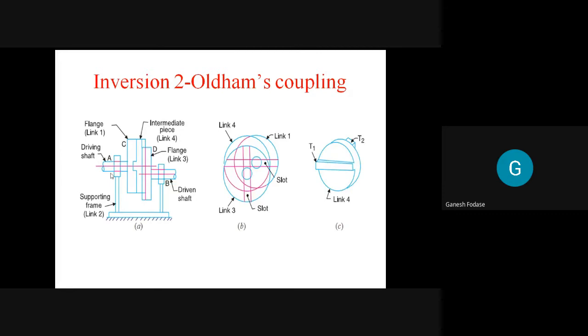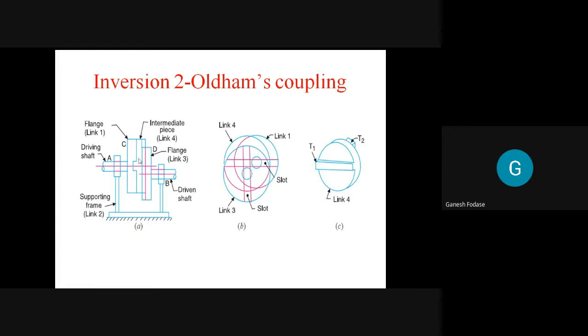On the supporting frame, on one side there is a bearing, and in that bearing, this driving shaft A is fitted. At the end of the driving shaft, there is one flange-like portion. While here also, on this side, there is bearing B, and here we have the driven shaft. At the end of the driven shaft, there is one flange-like portion. And to connect this driving and driven shaft, there is one intermediate piece, nothing but link number 4.